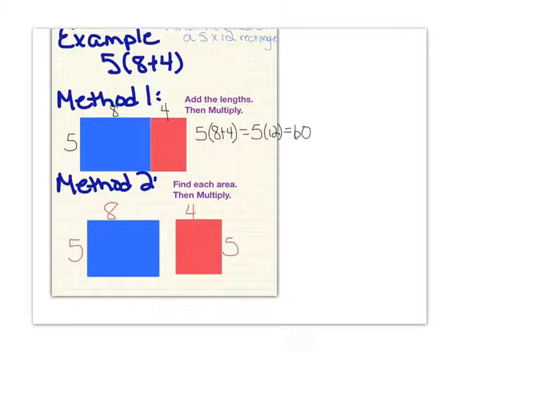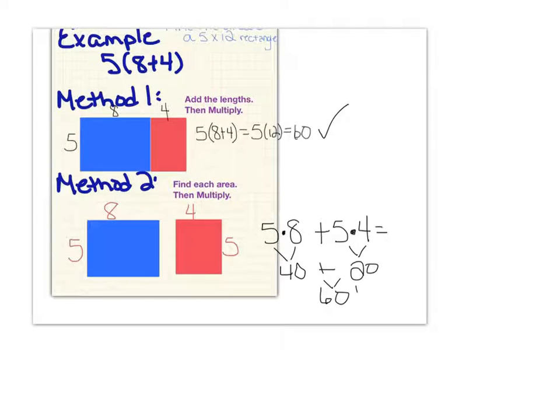It says find each area and then add. So in this case, what I'm going to do is find the area of each rectangle separately: 5 times 8 plus 5 times 4. And see if that works out to be the same solution that we know is correct from up above. 5 times 8 is 40, plus 5 times 4 is 20, for a total of 60. So either way checks out and our answers are the same.